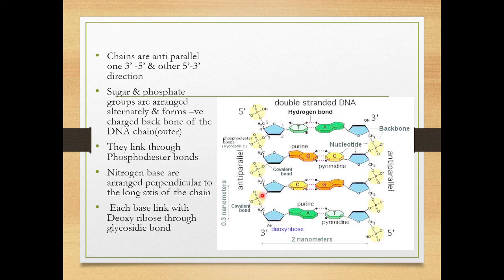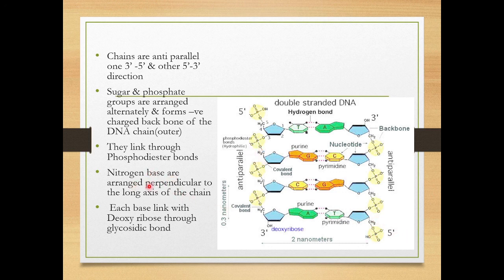One is attached to the 5' carbon, the other is attached to the 3' carbon. Here it is the third carbon atom, and here it is the fifth carbon atom. So there are two ester bonds, one here and one here, linked through phosphate. Hence it is called a phosphodiester bond. So the adjacent nucleotides are linked through a phosphodiester bond. This is another one, the same as here.